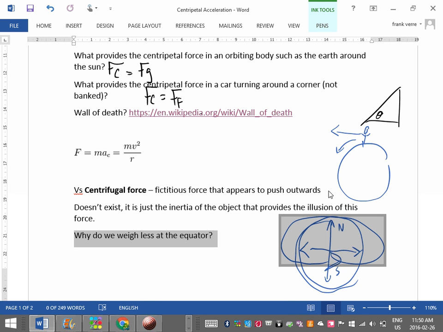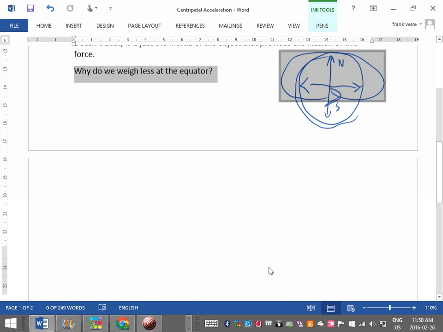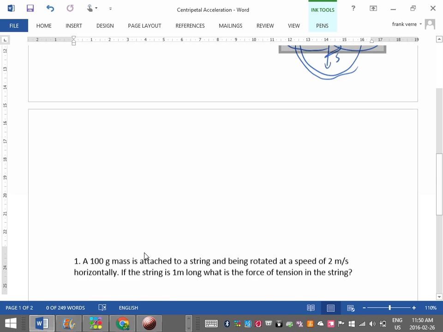Does anyone know how fast the Earth rotates per hour? It's about 1,000 miles per hour, or about 1,600 kilometers per hour. So it's actually pretty fast, but we don't really notice it. Don't worry, you don't have to explain that on a test. I just thought it's an interesting consequence of centripetal acceleration.